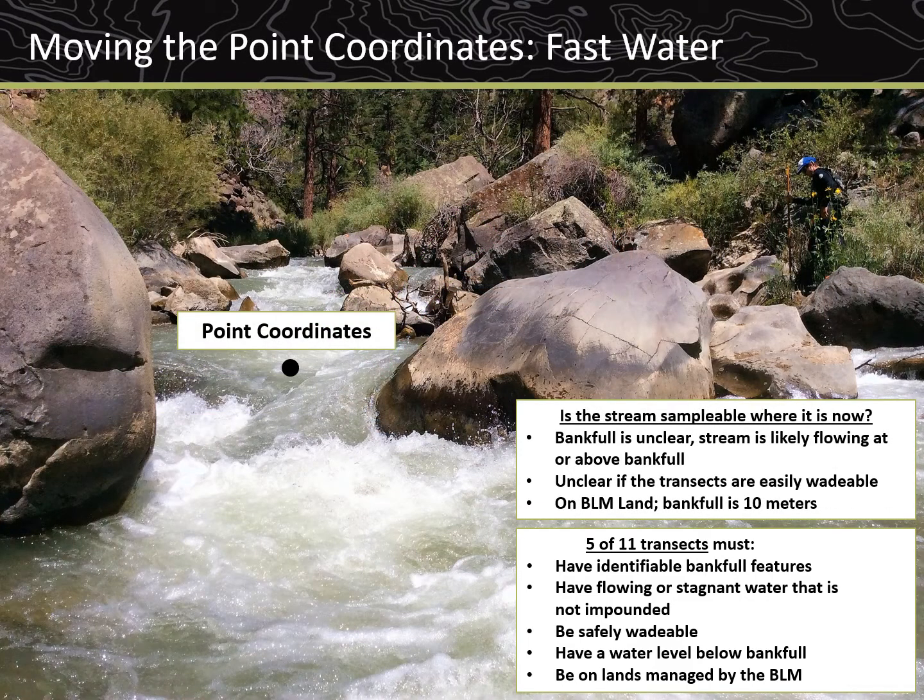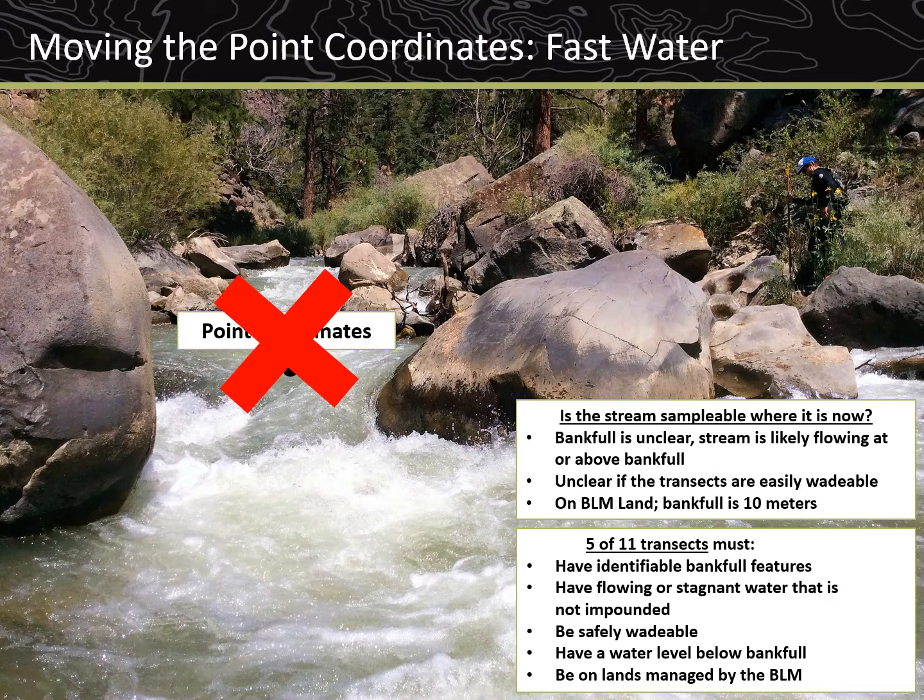This stream is flowing very quickly, and the location of bankful is unclear. This stream may be flowing at bankful. It is also unclear if the transects are safely wadable. Is the stream sampleable where it is now? Should the point coordinates be moved? If so, how far can the point coordinates be moved if you estimate the average bankful to be around 10 meters? No, the stream is not sampleable where it is now.